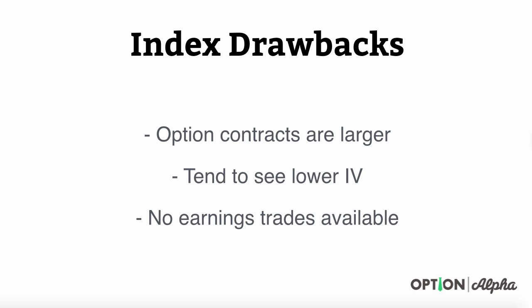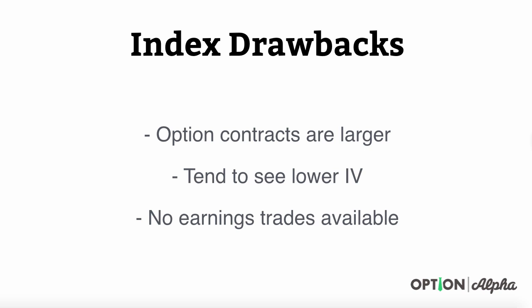On the SPX, we know this is true. On the RUT, we know this is true. NDX, we know this is true. Those are just larger valued contracts, so they tend to scare away some of the smaller retail traders. And we also tend to see lower implied volatility because these are index options and they're baskets of securities.